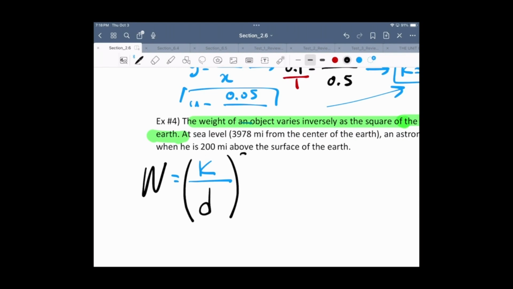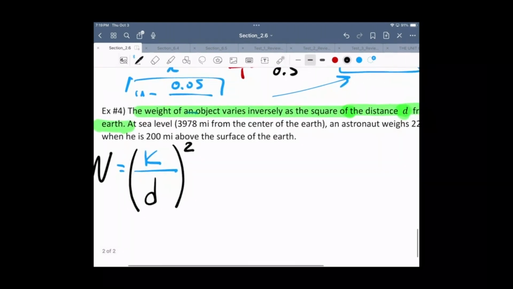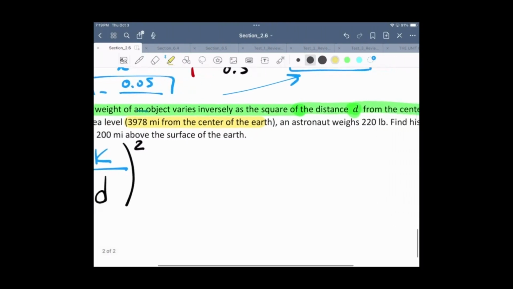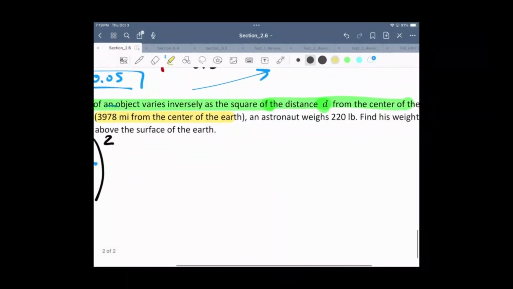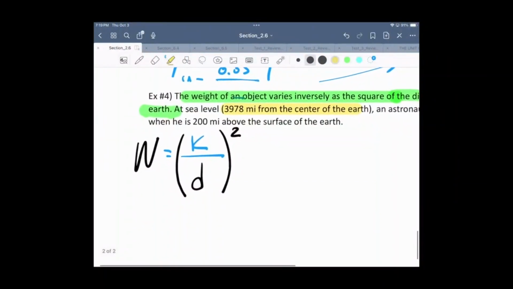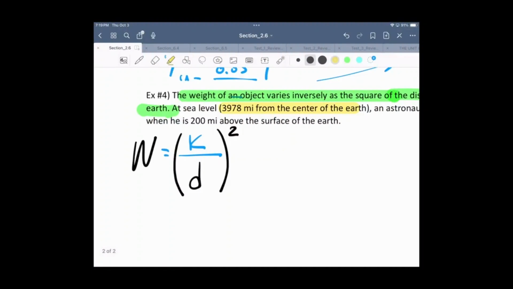That's why we have the second power for the whole thing, for k over d, not just for d. Okay, just keep that in mind. So knowing that, and I keep reading from here, it says at sea level, apparently the distance from the center of the earth is 3,978 miles. An astronaut weighs 220 pounds. Find his weight when he's 200 miles above the surface of the earth.